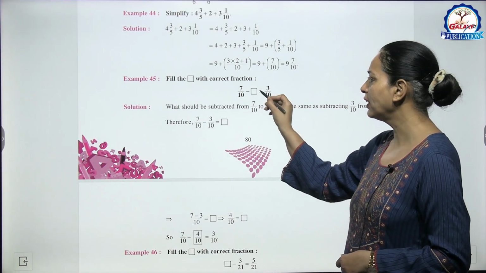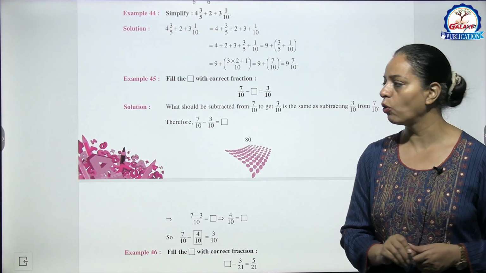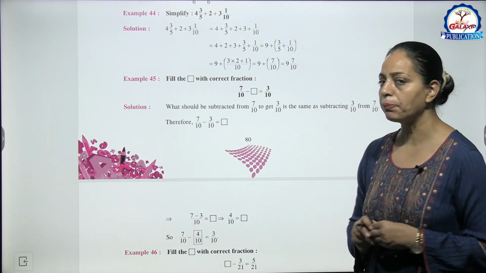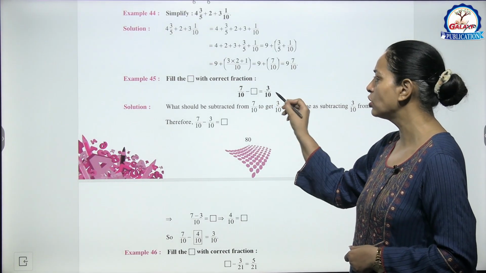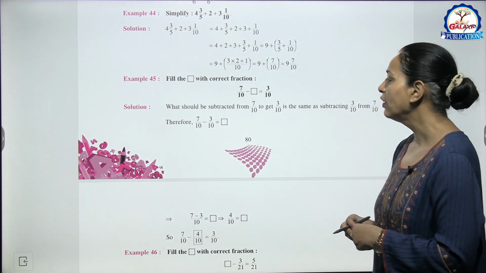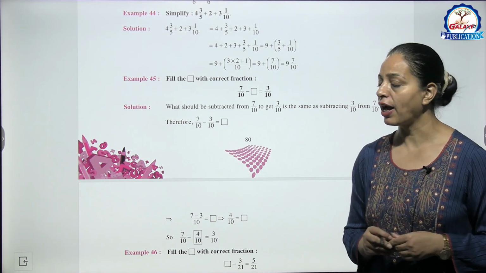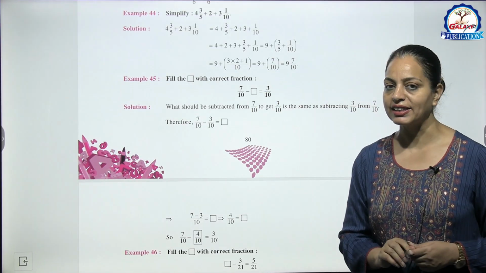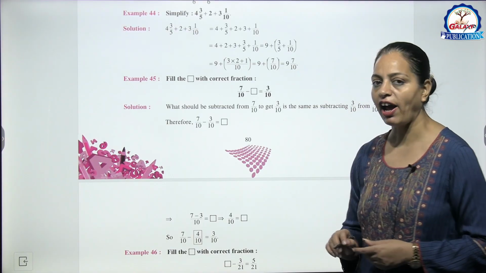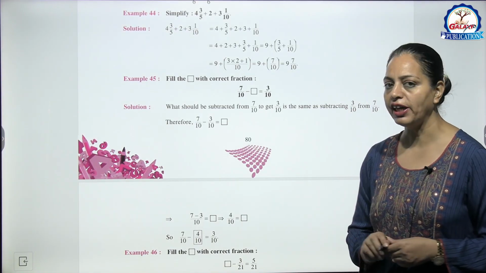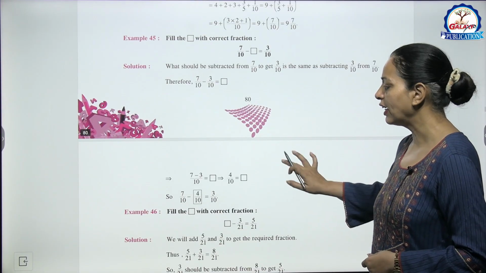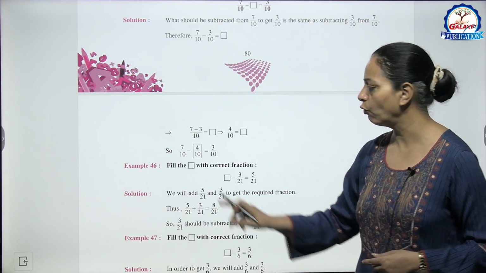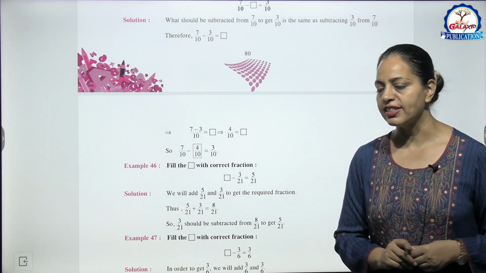7 upon 10 minus dash equals 3 upon 10. So what should be subtracted from 7 upon 10 so that we get the result 3 upon 10? तो इसमें हम क्या करेंगे, 7 upon 10 में से 3 upon 10 को माइनस कर दें. Now these are like fractions, so just subtract the numerators. So 7 minus 3, that is 4 upon 10. So 4 upon 10 is the answer, okay?